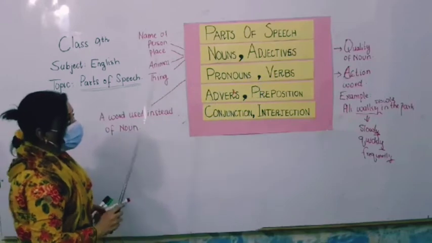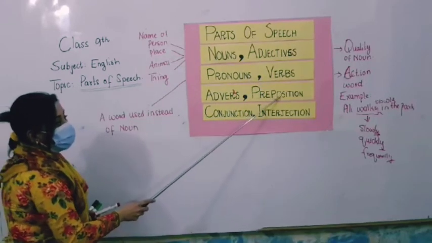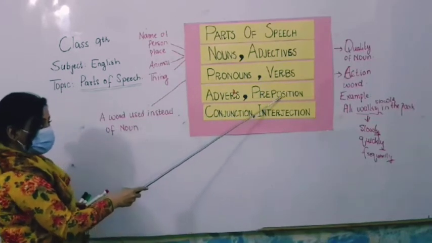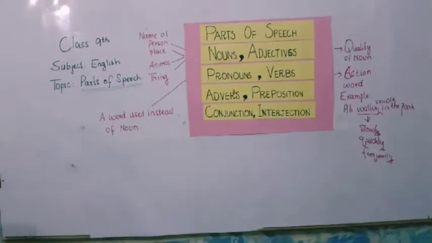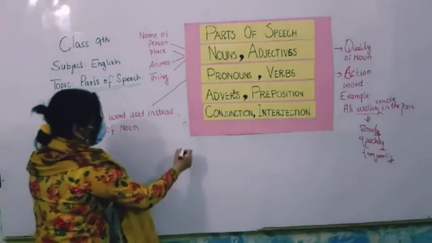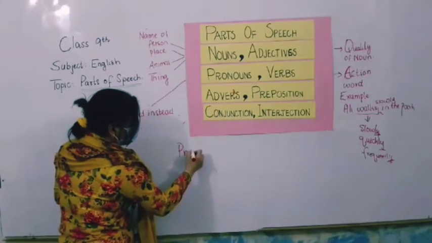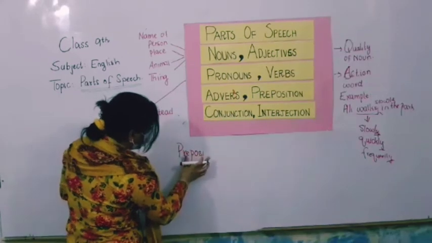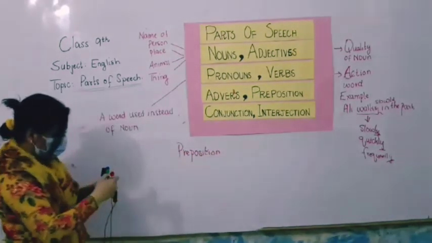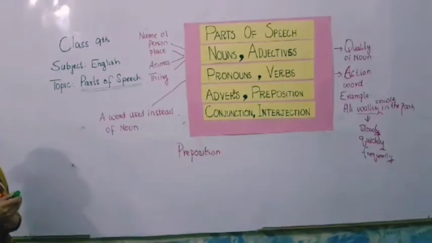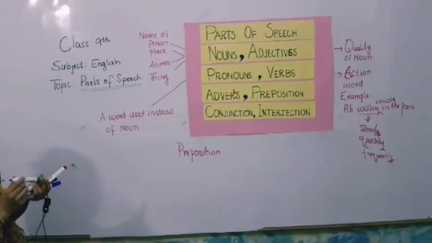Now, the next part of speech is prepositions. What are prepositions? Prepositions are basically small little words. Now, what is a preposition? Prepositions are those words which create a relationship between two nouns.